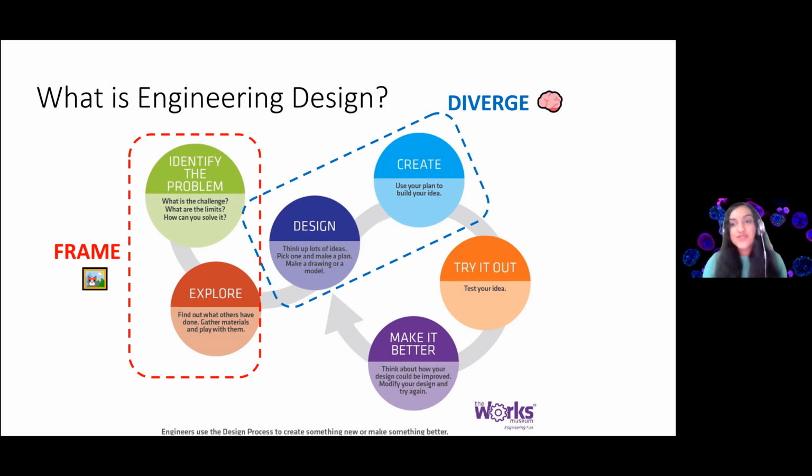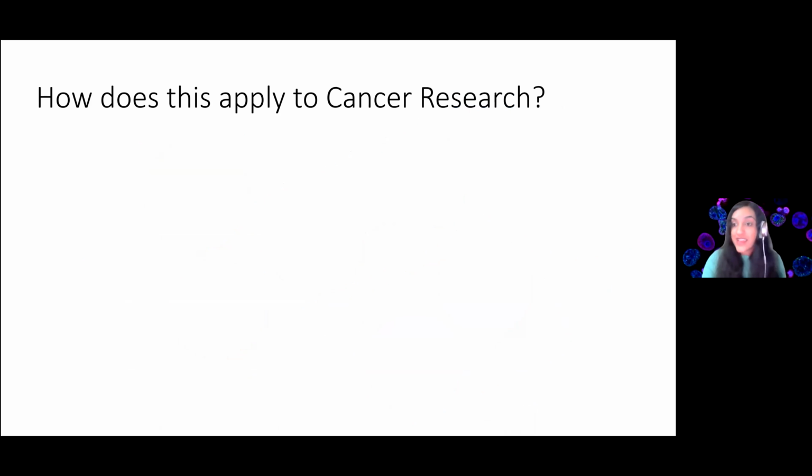And that brings you to the third phase, which is converging, where you're actually testing out your ideas, you're implementing them, evaluating them, and figuring out how you can make them better. And then you iterate back into the diverging phase, where you come up with more ideas based on the results that you found and the limitations that you found. So, this frame, diverge, converge process is really key to engineering design. And I think it's a really useful process to implement in cancer research.